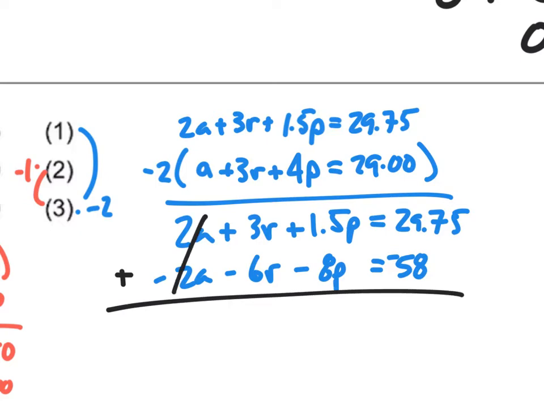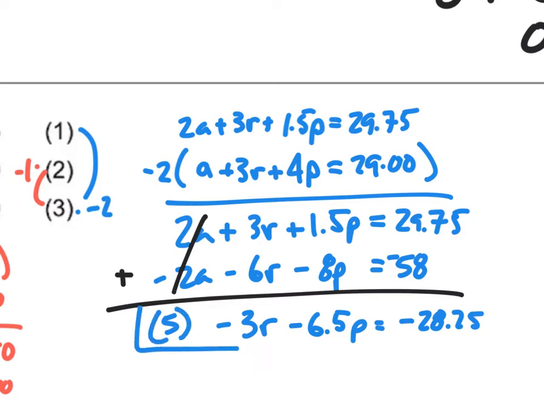All right, so now add them together, and these are going to get eliminated. 3R minus 6R is going to give us negative 3R. 1.5 minus 8P is going to give me negative 6.5P. And then 58 minus 29.75 is going to give me negative 28.25. Okay? And this is equation 5.